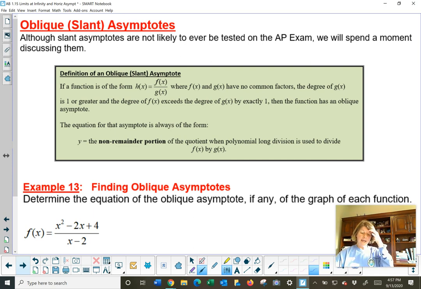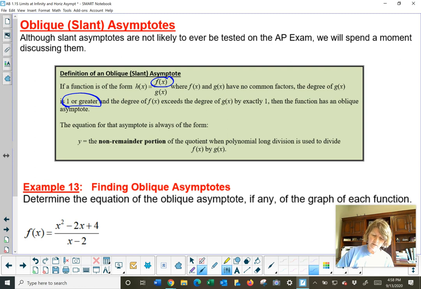Slant asymptotes. Slant asymptotes are not likely to ever be tested on the AP test, but you did learn about them in pre-calc. So let's go over them real quickly. Slant asymptote. If I have a rational function, f of x over g of x, where f and g have no common factors, so it's not going to reduce down, and the degree of g of x is 1 or greater, and the degree of f of x exceeds the degree of g of x by exactly 1. The numerator is 1 degree higher than the denominator, is what that is saying.